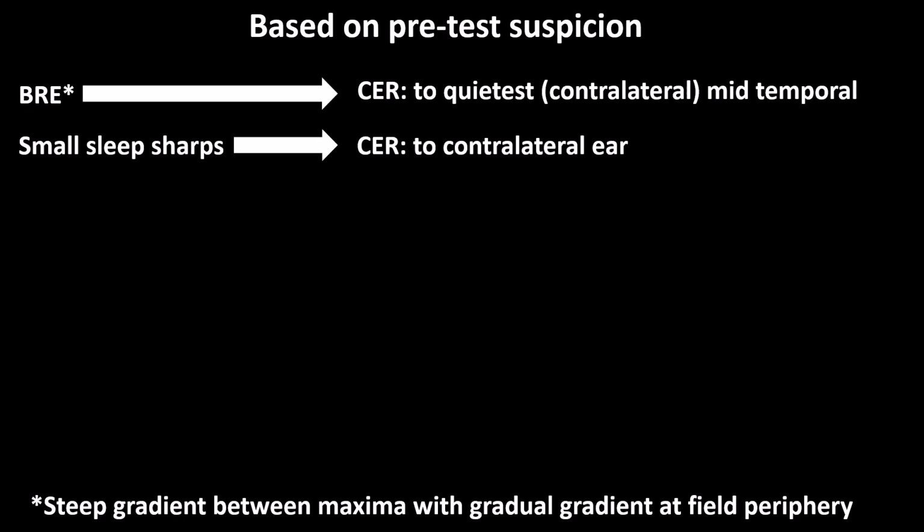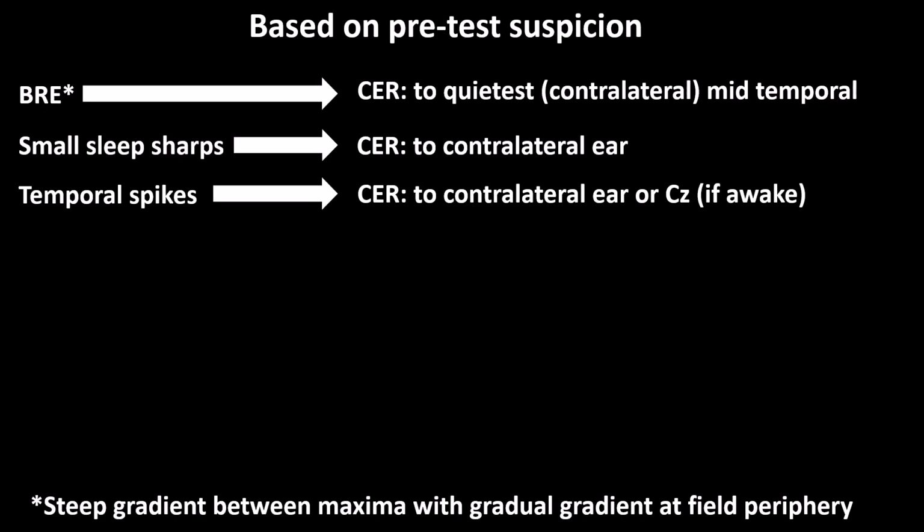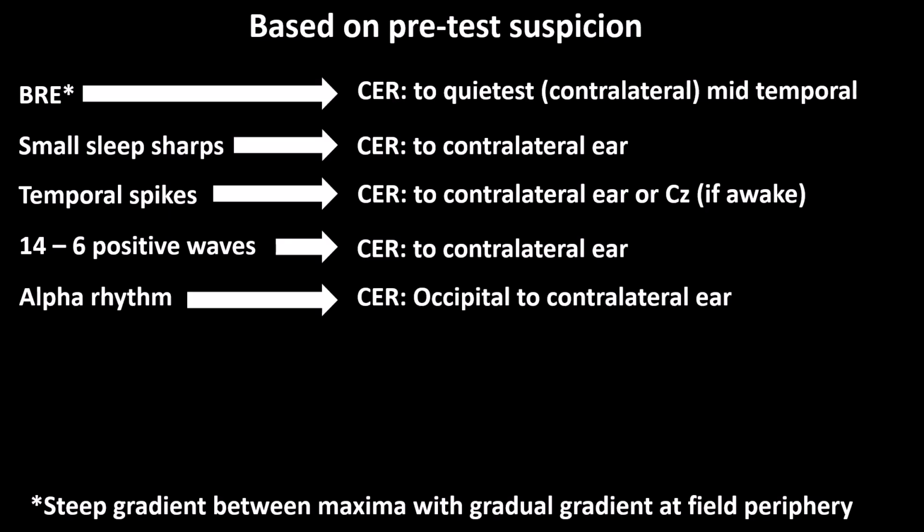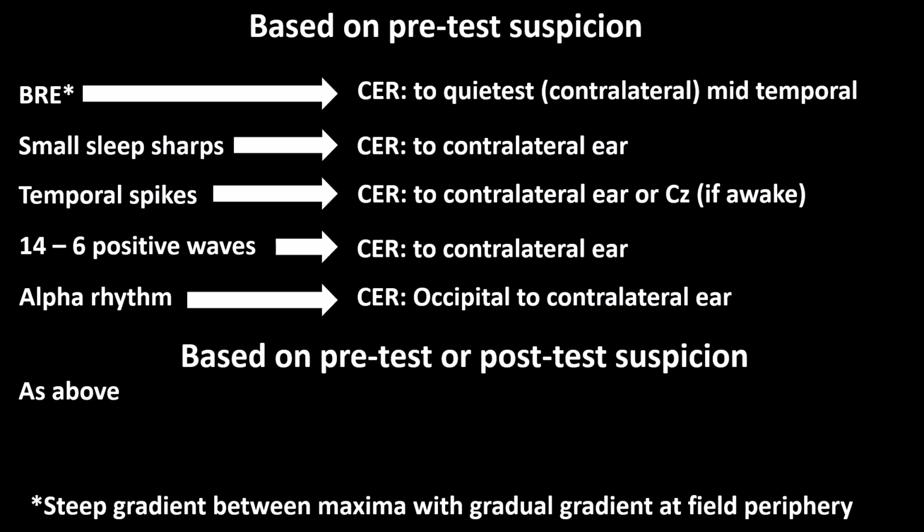If you are suspecting small sleep sharps, go to the contralateral ear. If you are suspecting temporal spikes, go to the contralateral ear if you are recording a cooperative patient during wakefulness, or CC if the patient is awake. Avoid using CC if the patient is asleep. If you are suspecting 14 and 6 positive waves, go to the contralateral ear. If you want to gauge the amount or the presence of alpha rhythm, go from one occipital lobe to the contralateral ear. If you have already reviewed the record and you suspect any of the elements I have just mentioned, you should follow the same recommendations.